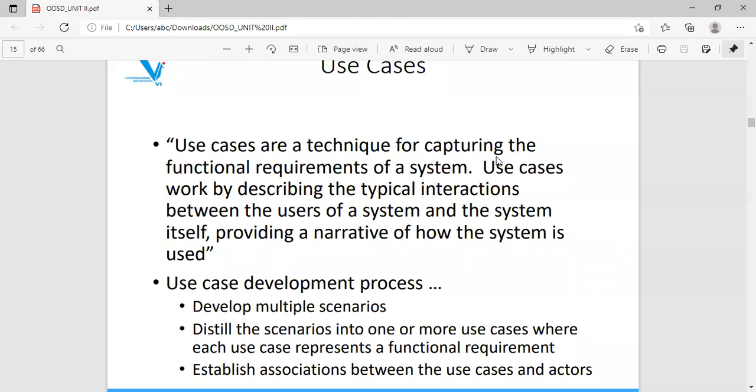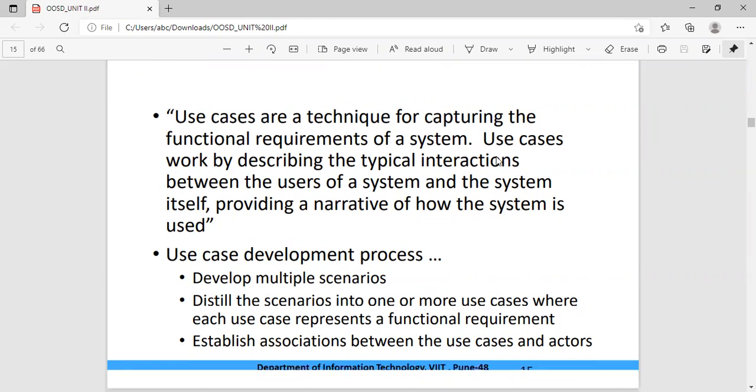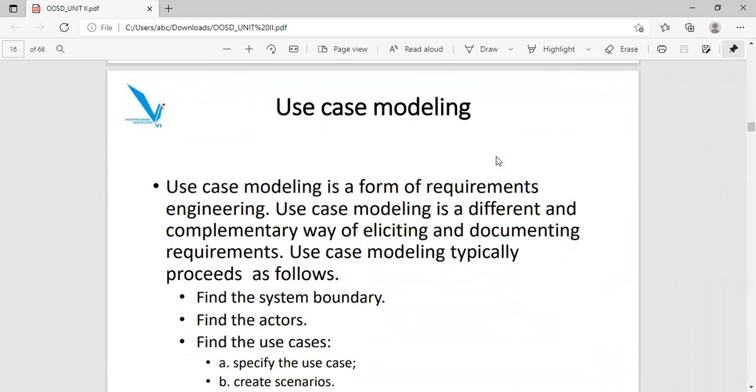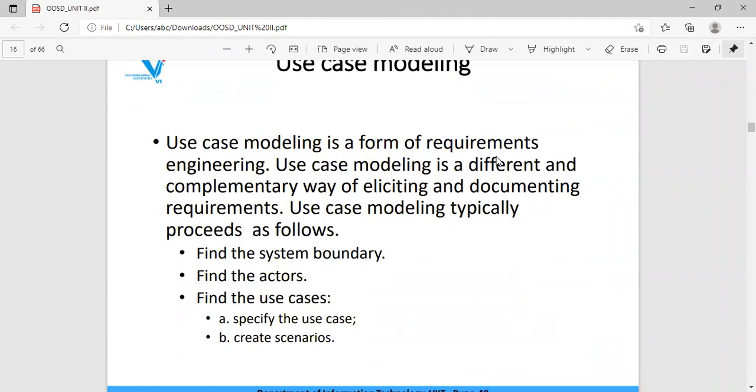That means there are n number of use cases we can write for the application I am going to develop, representing one use case for one functionality. That means a use case can represent functional requirements only. It establishes the association between the use case and the actors. Use case modeling is a form of requirements engineering.